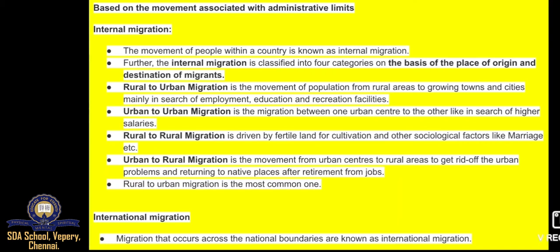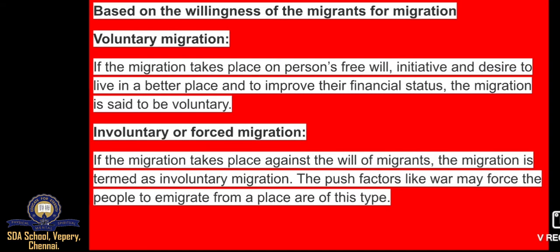And next, international migration. Migration that occurs across the national boundaries is known as international migration. Based on the willingness of migrants for migration, first one, voluntary migration. If the migration takes place on a person's free will, initiative, and desire to live in a better place and to improve their financial status, the migration is said to be voluntary.